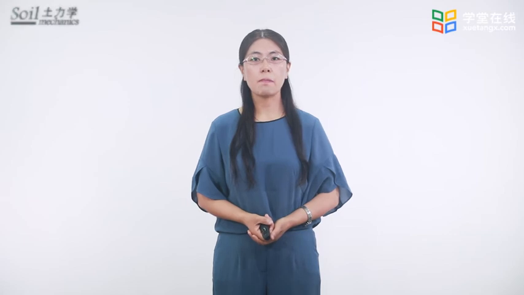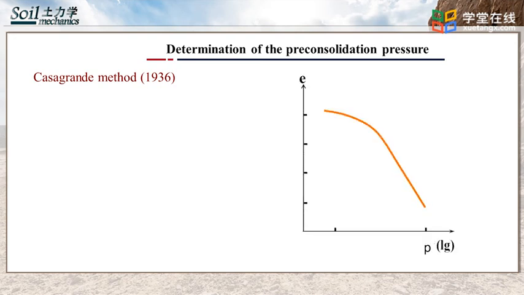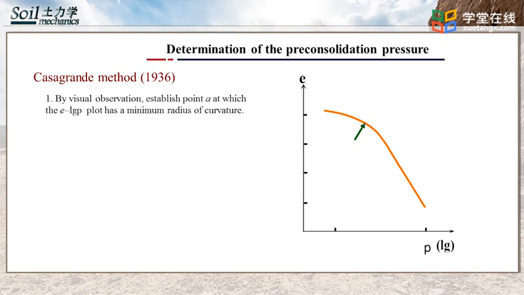In order to determine the stress history of the ground soils, the pre-consolidation pressure should be firstly determined. In 1936, Casagrande proposed a simple graphic method from the laboratory e-log p plot. The procedure is as follows. Step 1. By visual observation, establish point A at which the e-log p plot has a minimum radius of curvature.